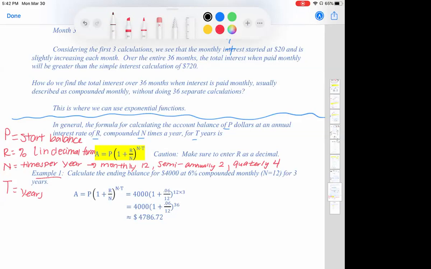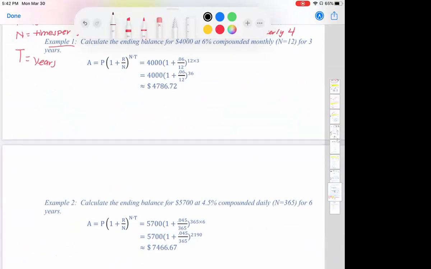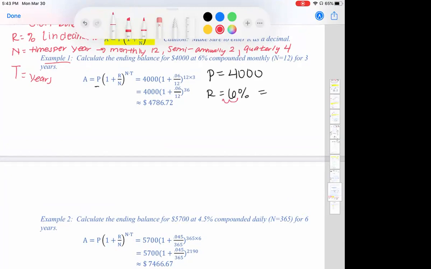Calculate the ending balance for $4,000 at 6% compounded monthly for 3 years. So it's that same problem we had at the beginning, but we're not going to do 1 month and then another month and another month and then add it up after we did it 36 times. That would be so much work. So we can use this formula. I would fill out the pieces of my formula. P, my starting dollar amount, is 4,000. R, my percent, is 6%. Remember, I changed it to a decimal, so we take the decimal point and move it over to the right twice, so it'll be 0.06.